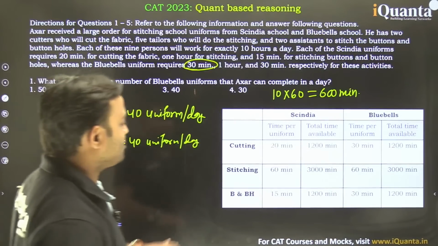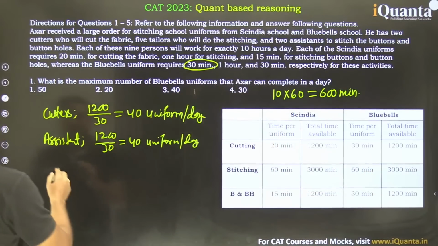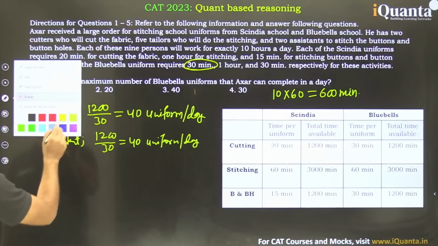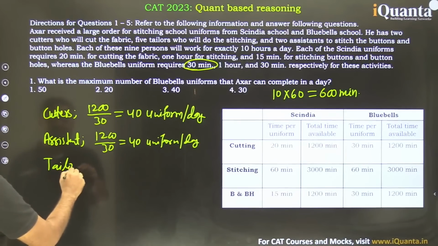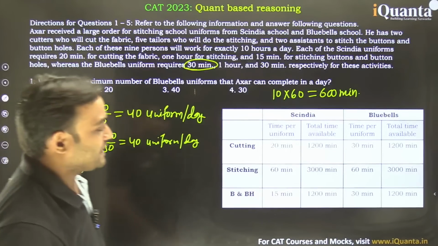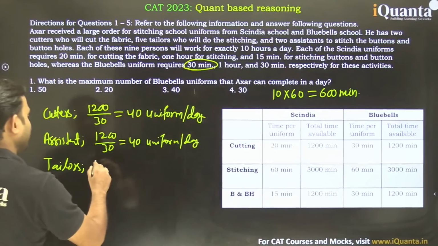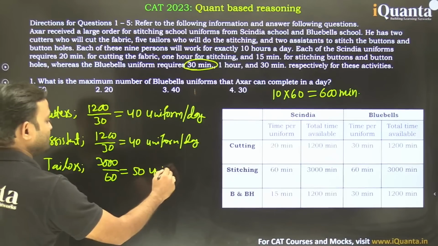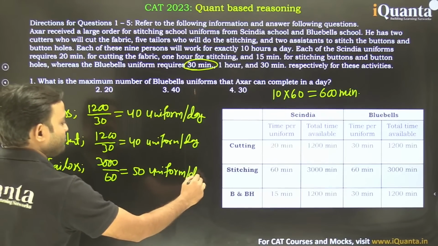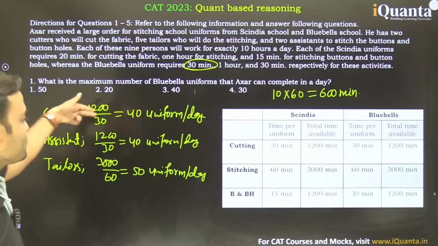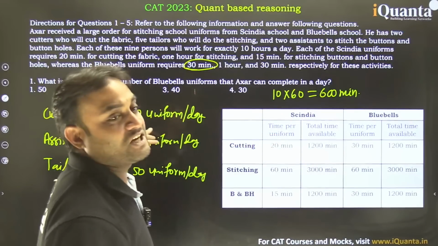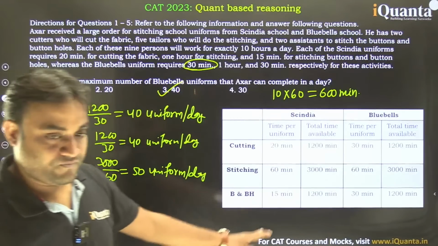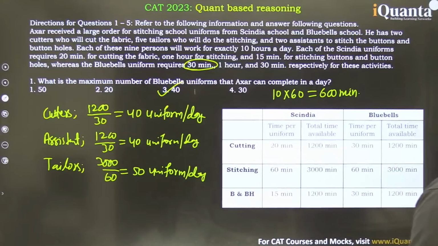But if we talk about stitching, means if we talk about tailors, how many uniforms can they stitch per day? So 3000 upon 60, it will be 50. So they can stitch 50 uniforms per day. But the problem is, these two can do their work only for 40 uniforms, right? So our answer, maximum, will be 40 Bluebells uniforms. That's it. That was the question only.